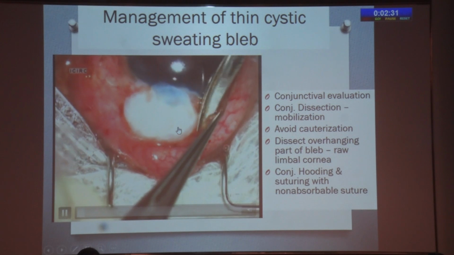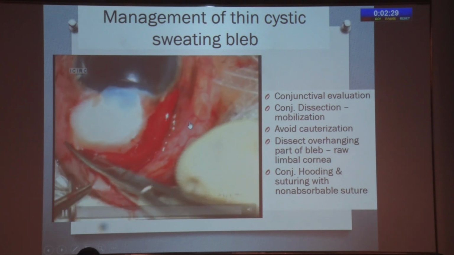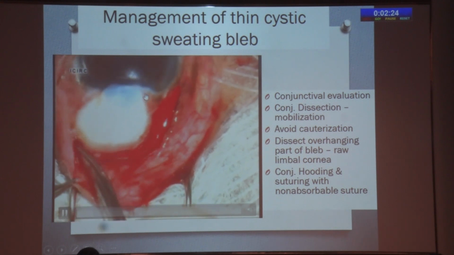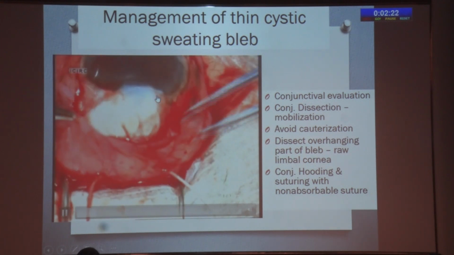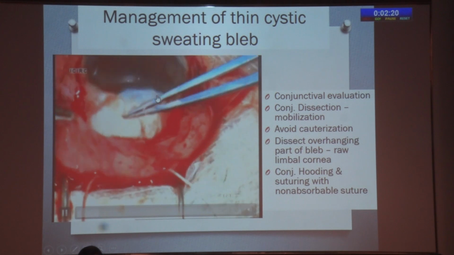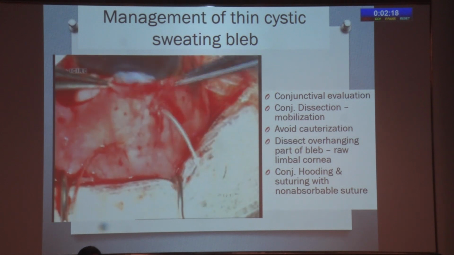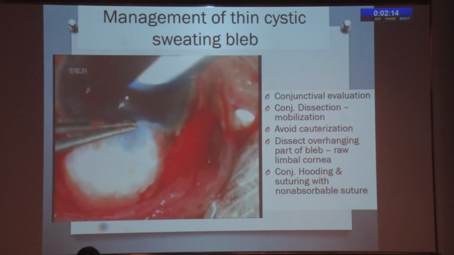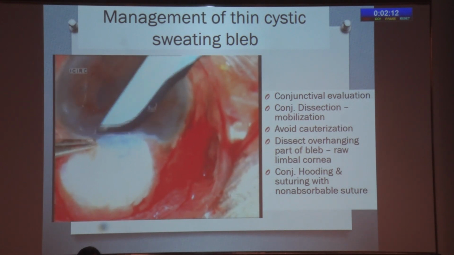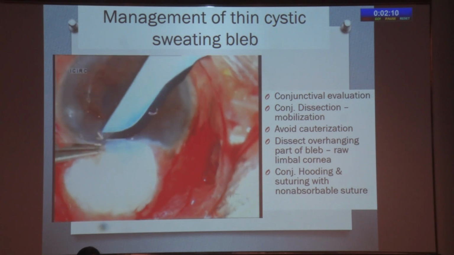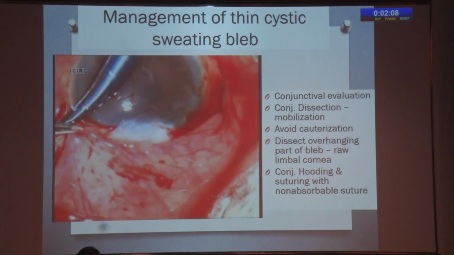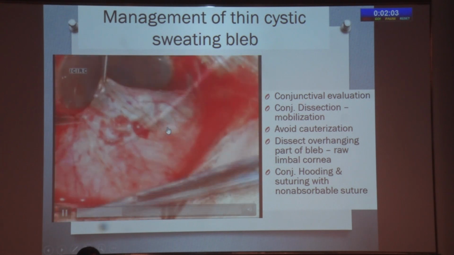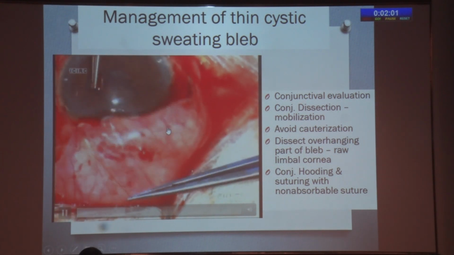First, demarcate the bleb and cut the conjunctiva in the peripheral part, up to the limbus. If there is not enough conjunctiva, then you have to give a horizontal incision just to make it loose. Then remove the overhanging part. If there is nothing overhanging, make the conjunctiva raw. Debridement is to be done, otherwise it will not stick there.